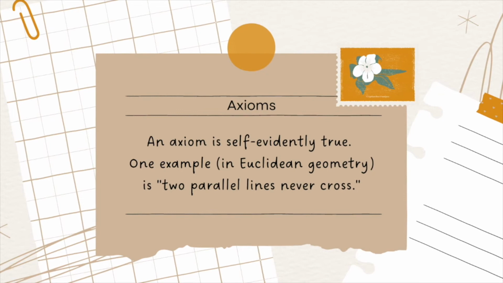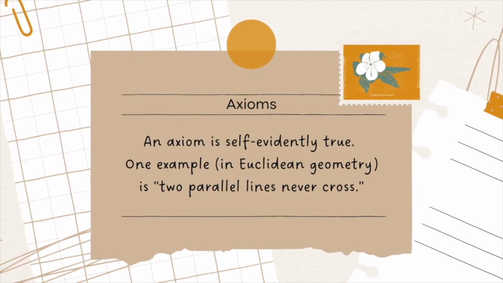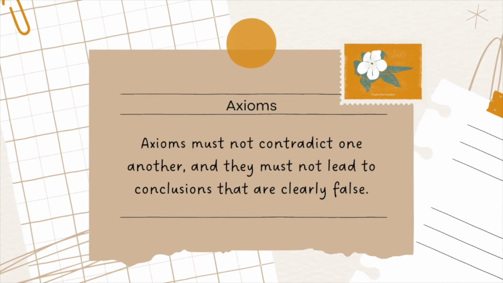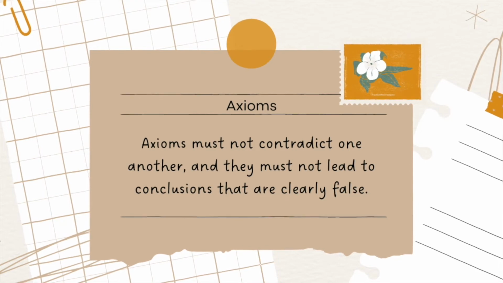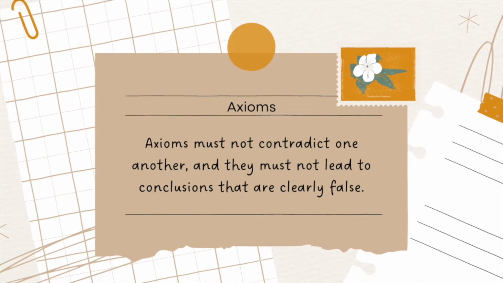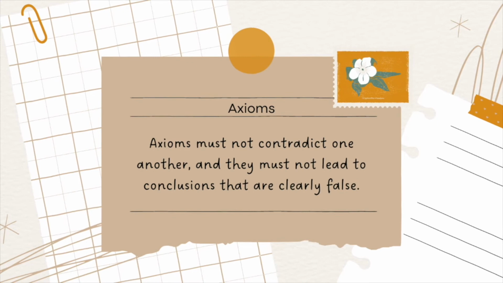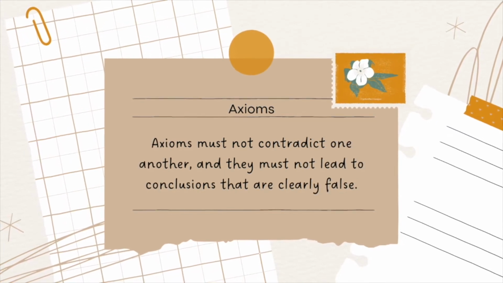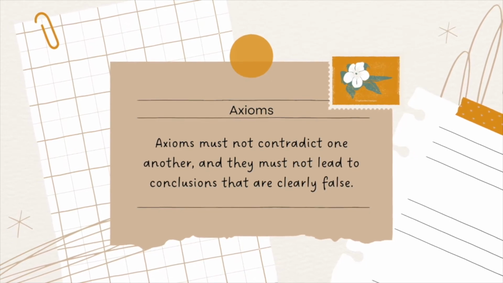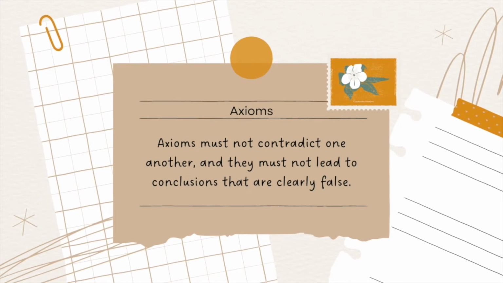If you look at two parallel lines, they maintain a constant distance from one another, and you can say that it seems obvious that in geometry, two parallel lines will never cross. Of course, someone has to decide which things are considered axioms and which things are not. They are generally agreed on by the mathematical community, and a couple of properties that axioms have is that, in addition to being clearly true, they can't contradict one another. And axioms also cannot lead to conclusions which are clearly false, because that would indicate there's a problem with either the axiom or your logic to begin with.